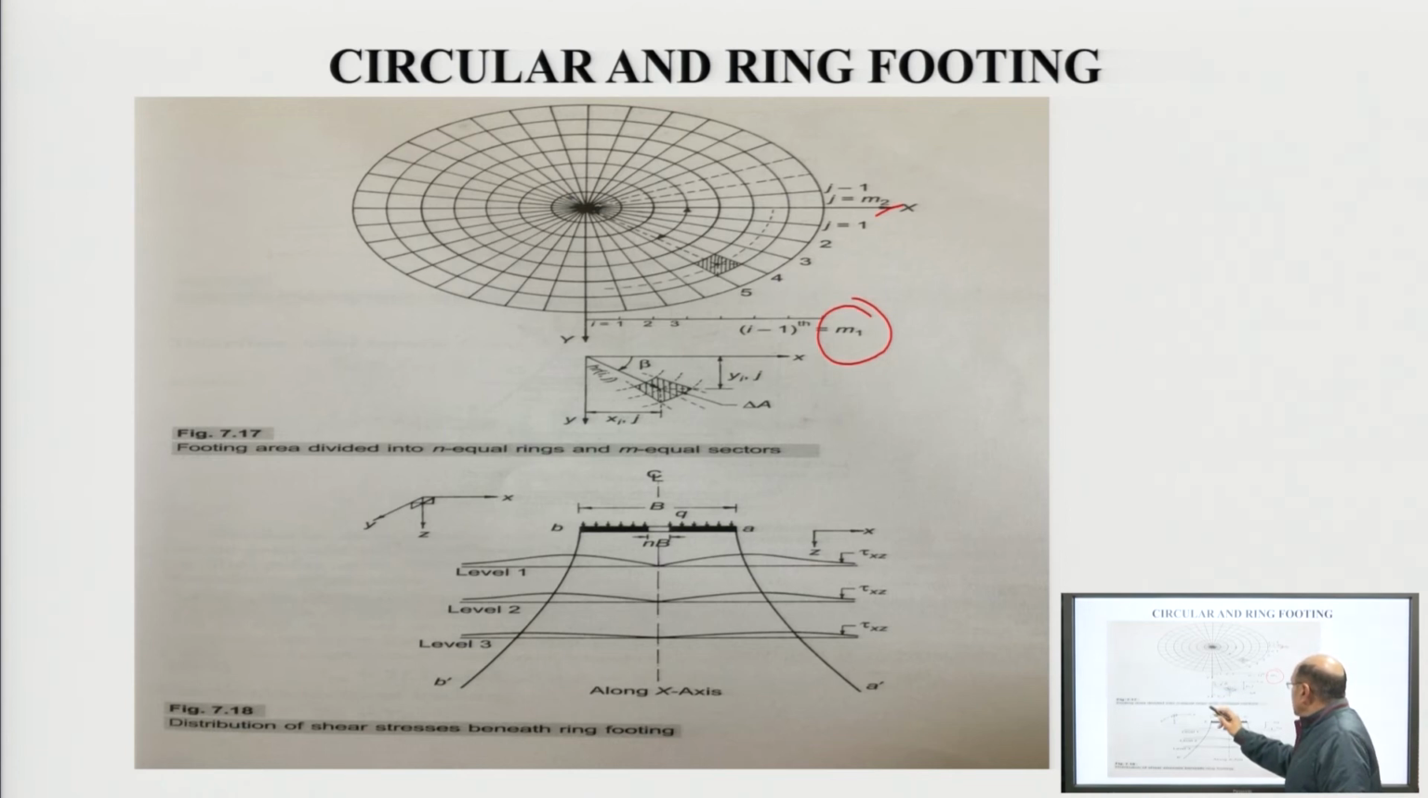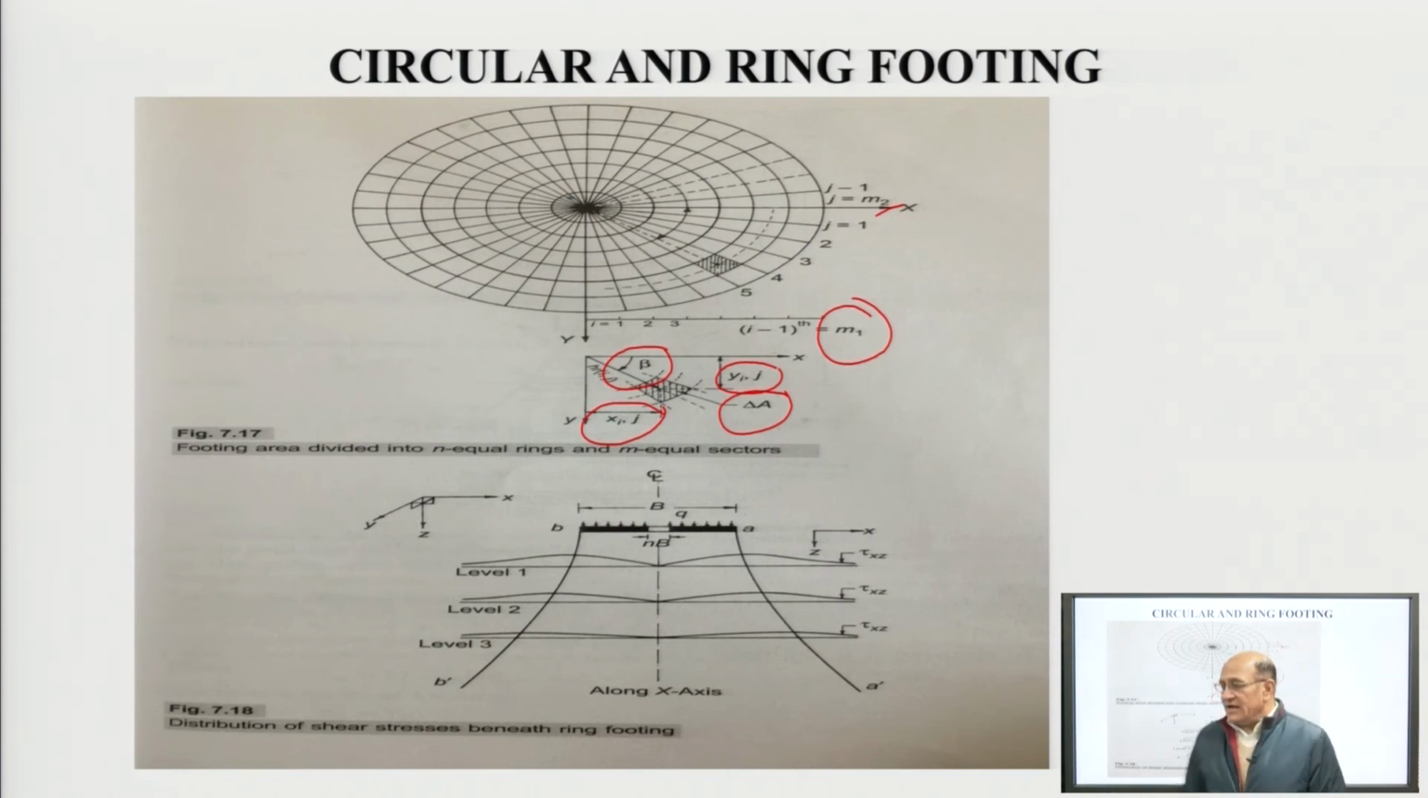So, again this is the YY section, here this is the beta inclination from the horizontal at the point Y, I and J. So, this is the element of delta A. So, this is the I, X, I and J. So, this is a figure we have in the circular type of footing.